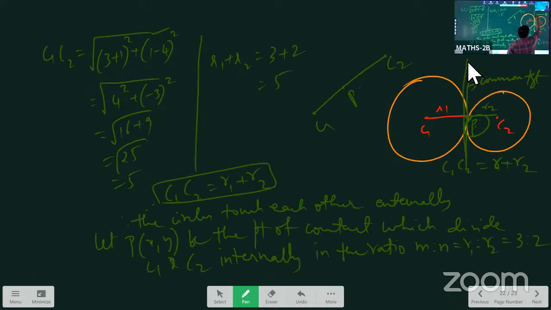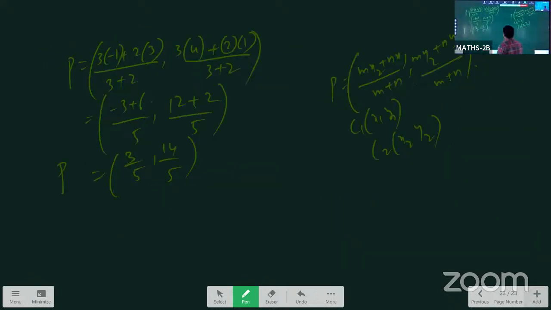Now I want to find the common tangent. Is it clear? Now the equation of the common tangent is S minus S dash, you take it as 0.